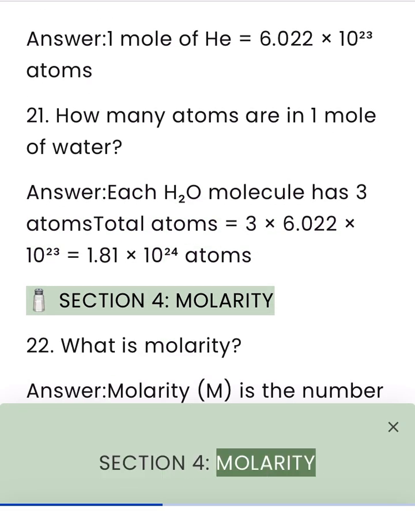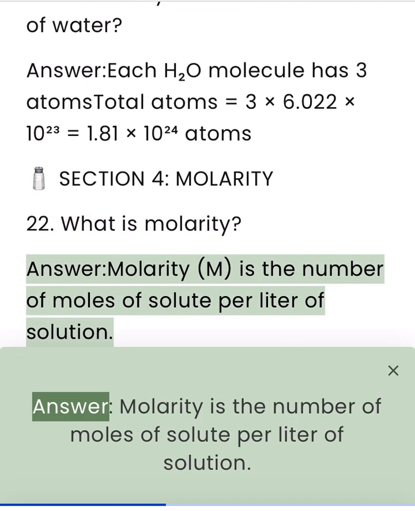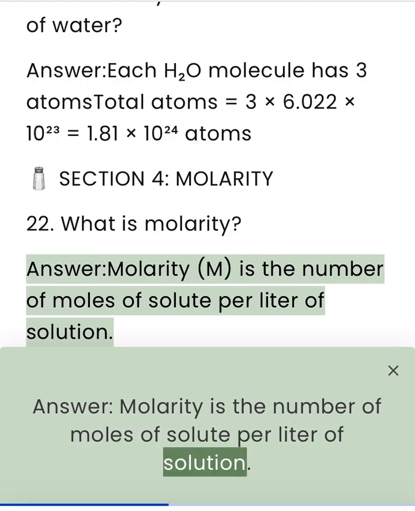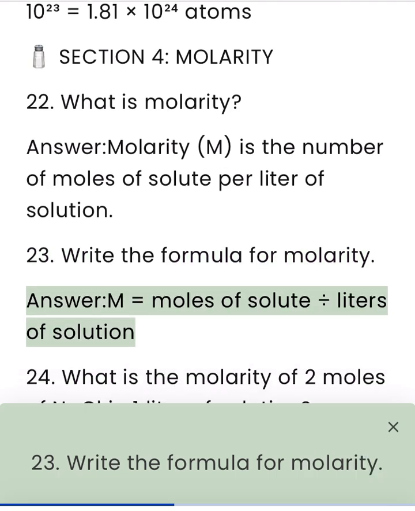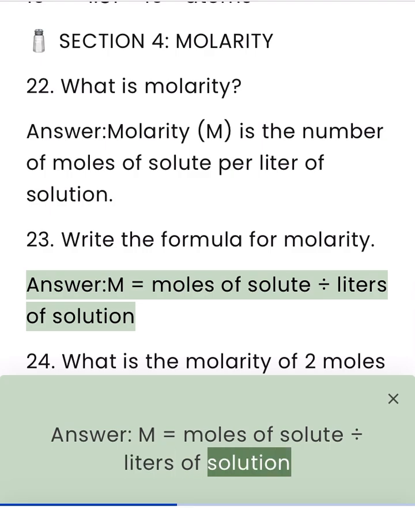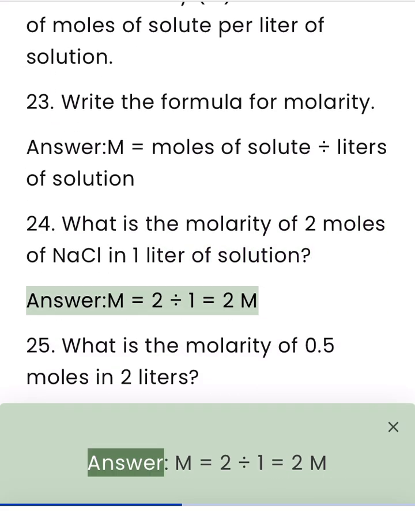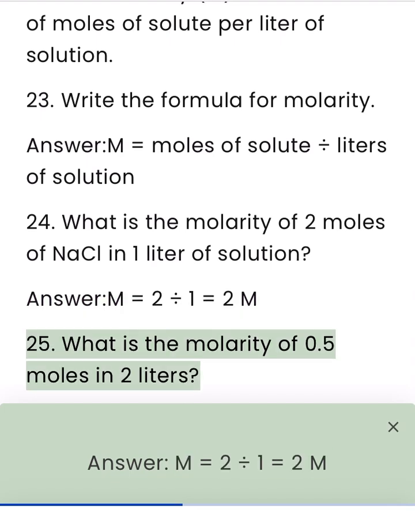Section 4. Molarity. 22. What is molarity? Answer. Molarity is the number of moles of solute per liter of solution. 23. Write the formula for molarity. Answer. M equals moles of solute divided by liters of solution. 24. What is the molarity of 2 moles of NaCl in 1 liter of solution? Answer. M equals 2 divided by 1 is equal to 2 M.